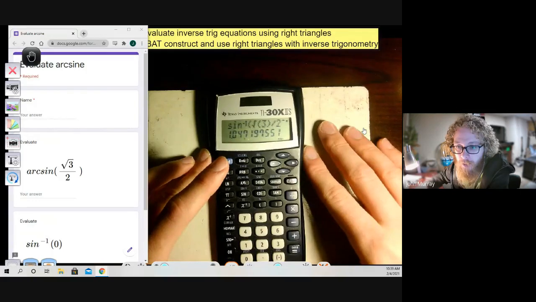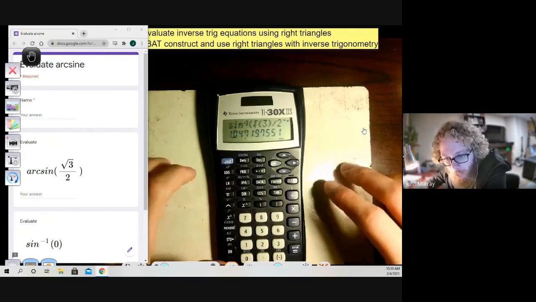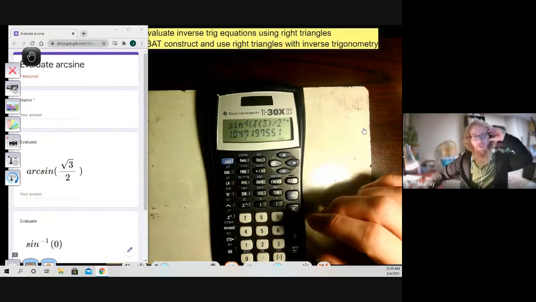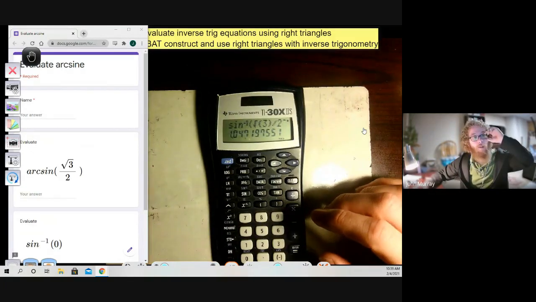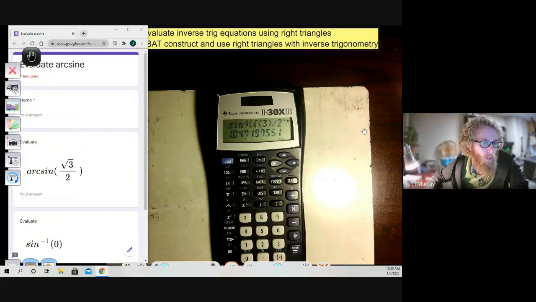So usually they'll specify what they want it in. Do they want it in degrees or radians? This time, I didn't tell you. I left it up to you. Any questions about the arcsine of √3/2? Do you want me to clarify that more, or can we move on?